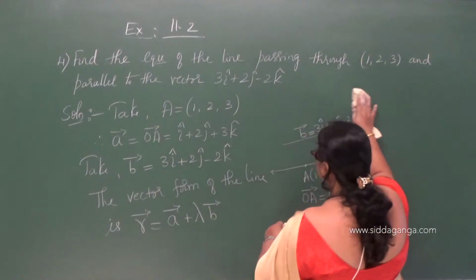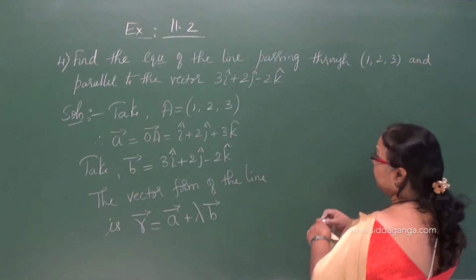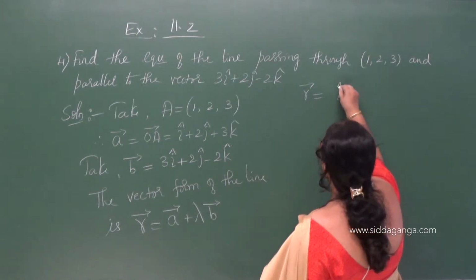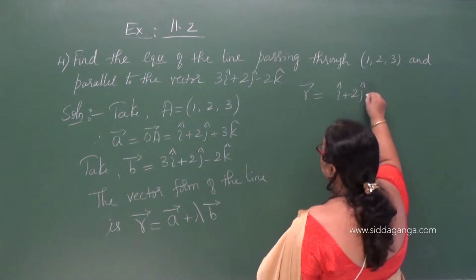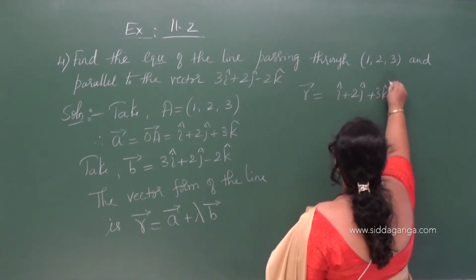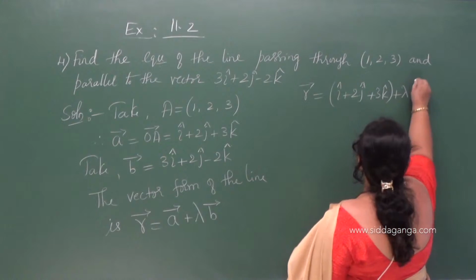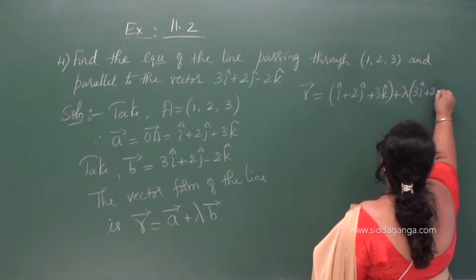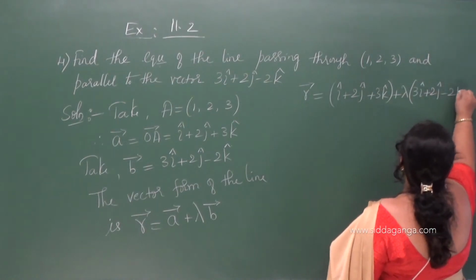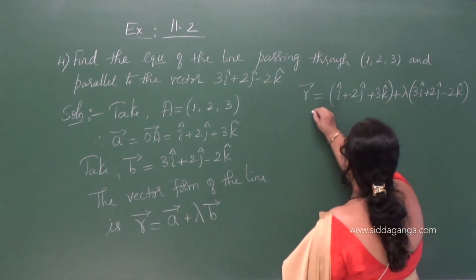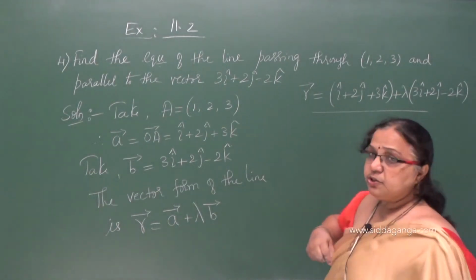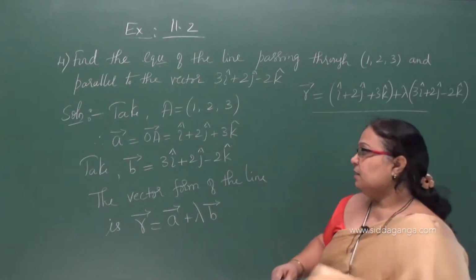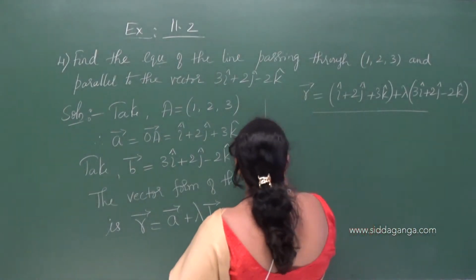So now, vector r equals i plus 2j plus 3k plus lambda times vector B, that is 3i plus 2j minus 2k. This is the vector form of the line. Now we have to write the Cartesian form of the line.